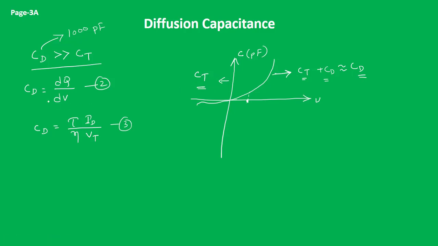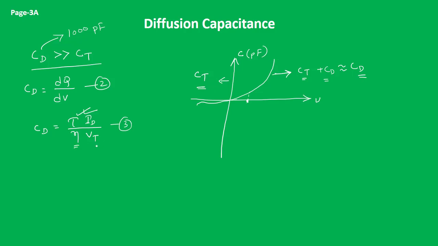So mathematically it is given as CD equals dq by dV, where dq is the change in the number of minority carriers stored outside the depletion region when a change in voltage across the diode, dV, is applied. And what is this tau in equation 3? In equation 3, tau is nothing but the mean lifetime of holes or electrons.